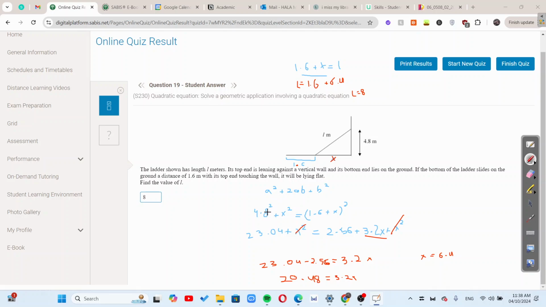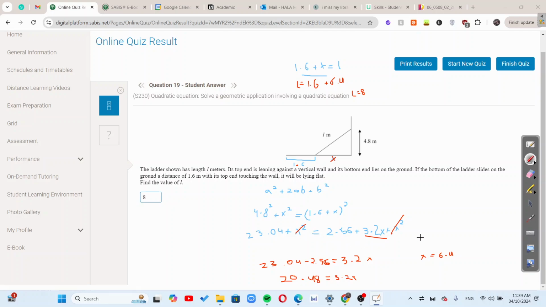Leg squared plus the other leg, which is X squared, equals hypotenuse, which is L squared. Now we're not going to write L because then we're going to have two variables. We're going to write what L actually is, which is 1.6 plus X. Now you do this alone and this alone. So 4.8 squared, which is this, plus X squared, which is this, gives you this, which is a squared plus 2ab plus b squared. This, do it.